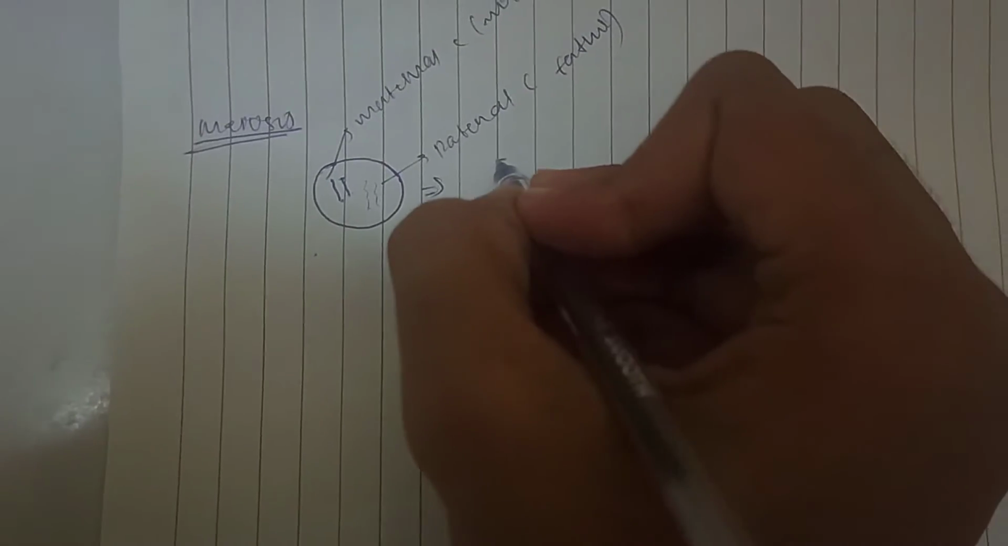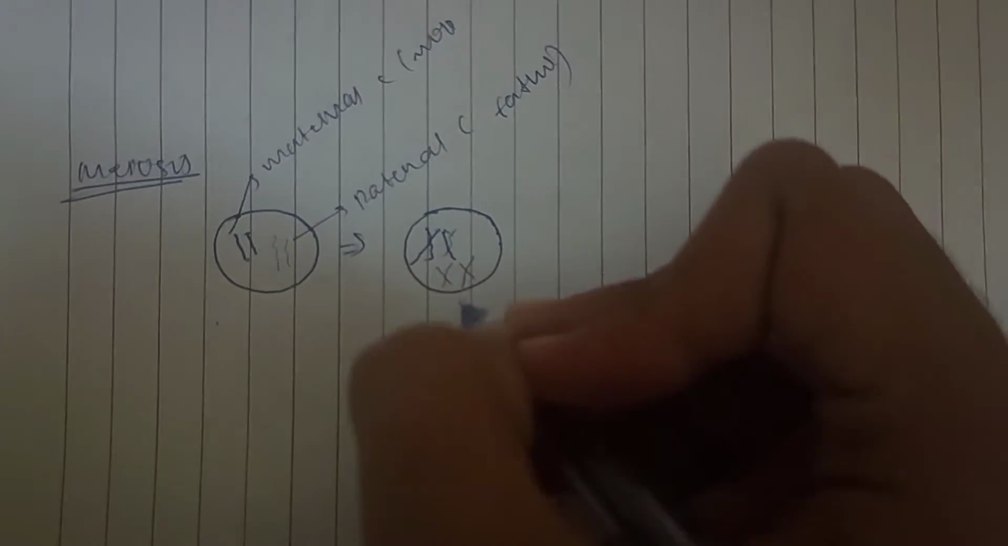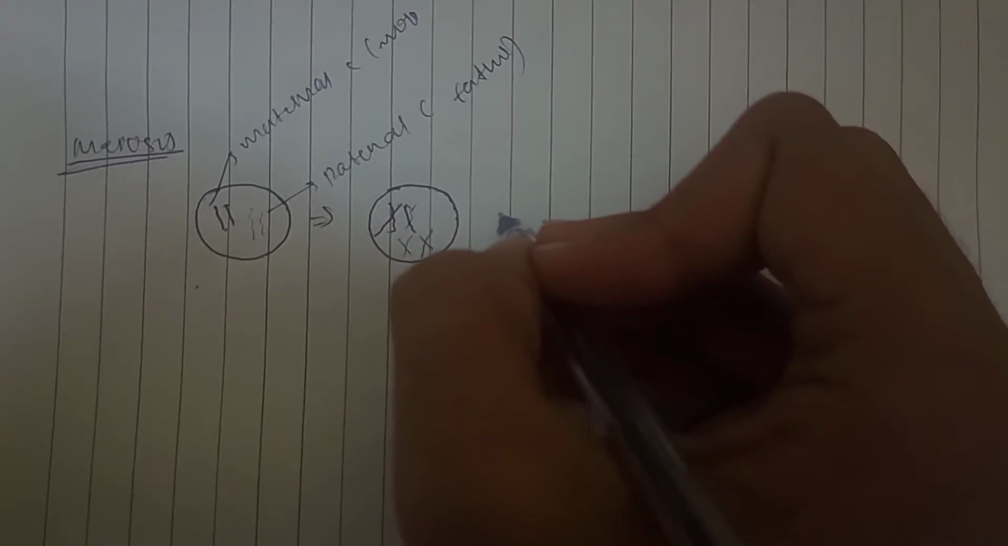Next, compaction of the chromosomes occurs and the DNA doubles here, so we can show it by this process. The maternal chromosome is represented by a dark structure and the paternal by a light one, okay? They will double, only the DNA is doubled here, the chromosome is not doubled.